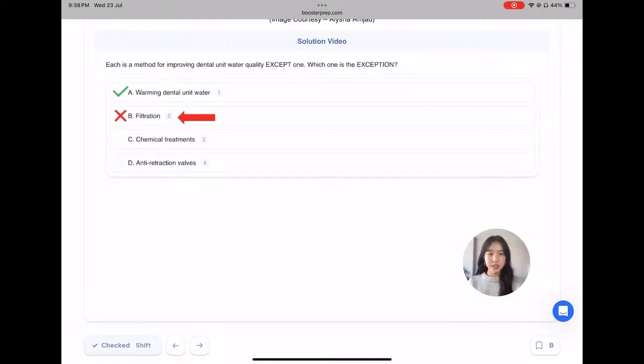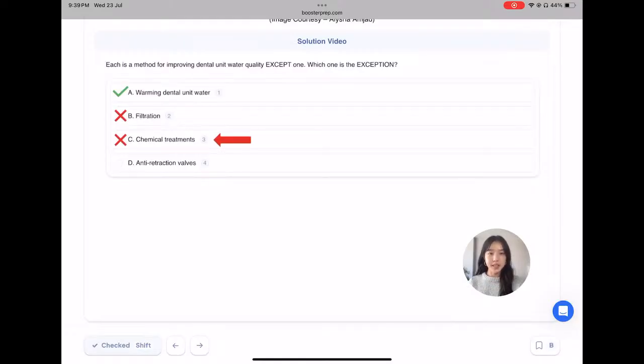So let's take a look at the other options to see how they can improve dental unit water quality. So B reads filtration, and this is a method that is commonly used in order to improve the water line quality. These will only help to trap bacteria that are already present in water and can do so with low levels of germicides such as iodine or silver. However, it will not eliminate and control biofilm that's in the water, but it will help to improve water quality.